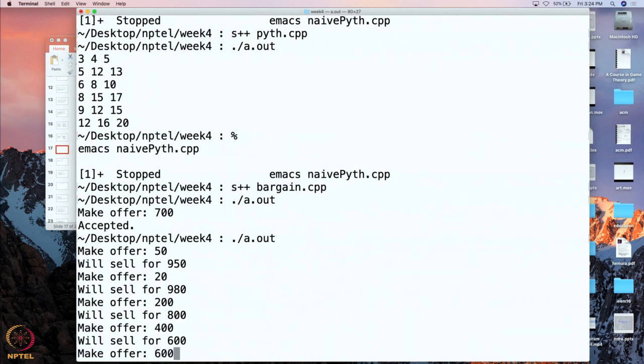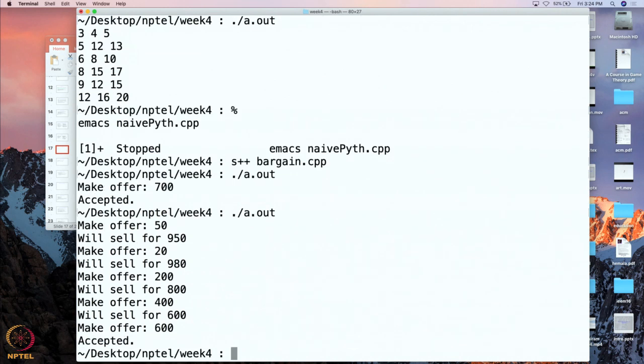So if you say 600 at this point, the seller will accept. If you had said something else, then as you know, the loop would have continued, and it would have stopped after 5 iterations, because you can't go on arguing ad infinitum. All right.